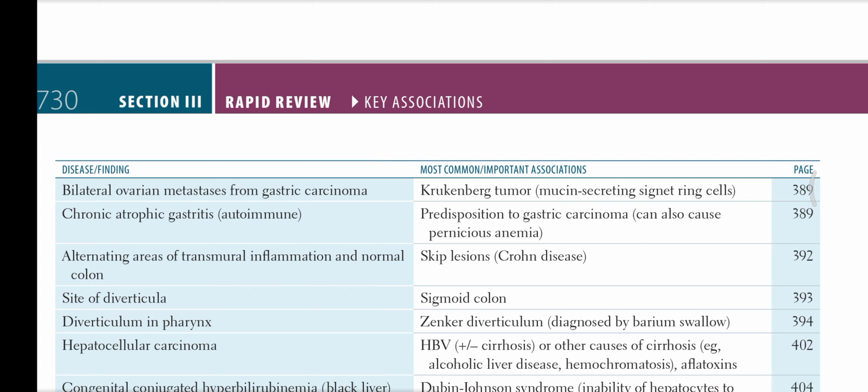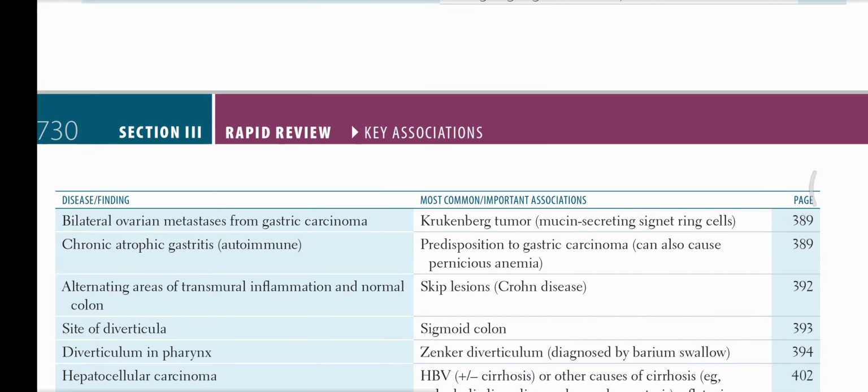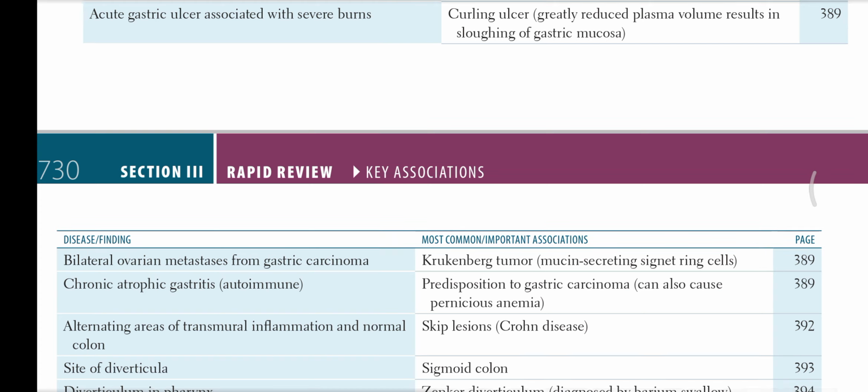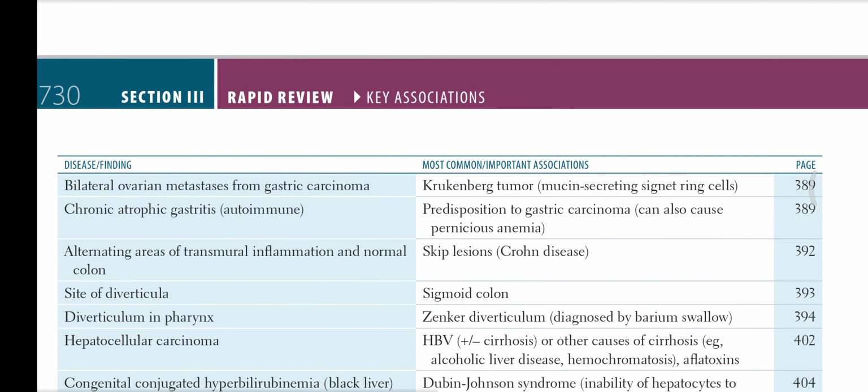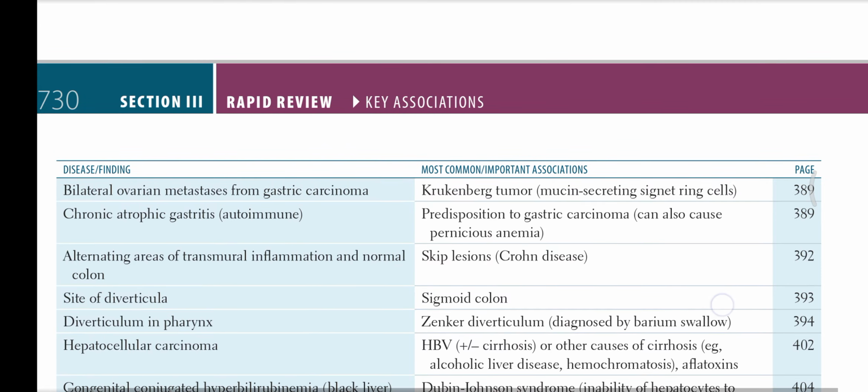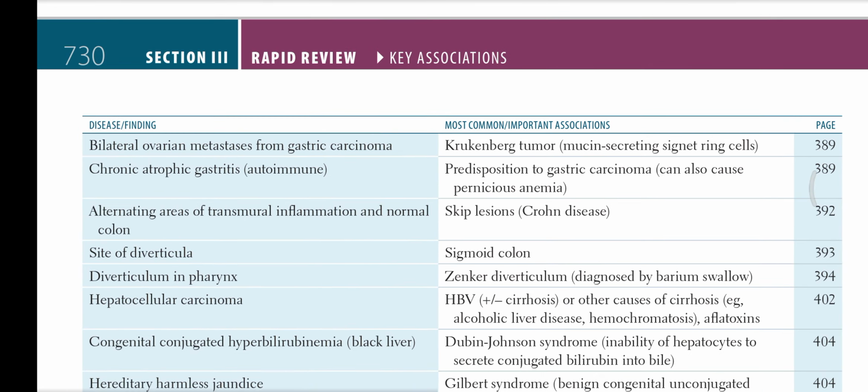Hepatocellular carcinoma is associated with hepatitis B virus with or without cirrhosis or other causes of cirrhosis like alcoholic liver disease, hemochromatosis, aflatoxins. Diverticulum in pharynx is associated with Zenker diverticulum, diagnosed by barium swallow. Site of diverticula is sigmoid colon. Alternating areas of transmural inflammation and normal colon, skip lesion, Crohn's disease. Chronic atrophic gastritis is autoimmune, predisposition to gastric carcinoma, and can also cause pernicious anemia. Bilateral ovary metastasis from gastric carcinoma is a Krukenberg tumor, mucin secreting signet ring cells.